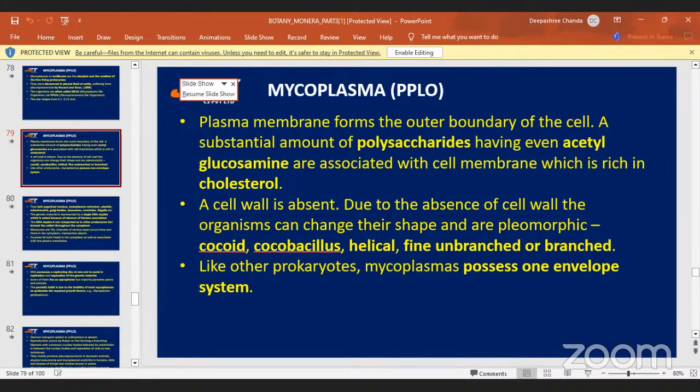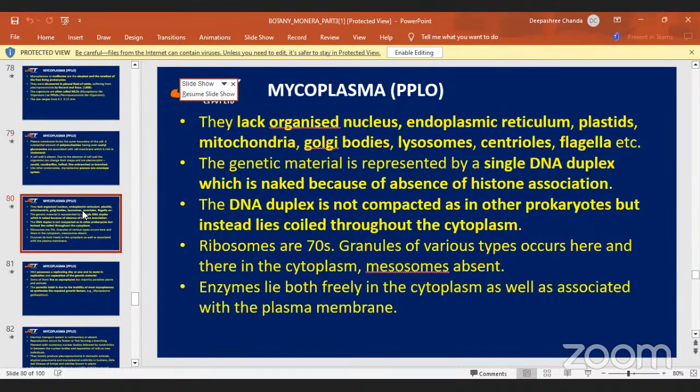Imagine we are all humans without any bones. Obviously we could fit even inside a suitcase, right? That's how the cell wall is designed. The cell wall is basically the bones of the cell. That is absent, so they can occur in any shape, like coccoid, coccobacillus, helical, fine, unbranched, branched. And like other prokaryotes, mycoplasma possess one envelope system, that is the plasma membrane.